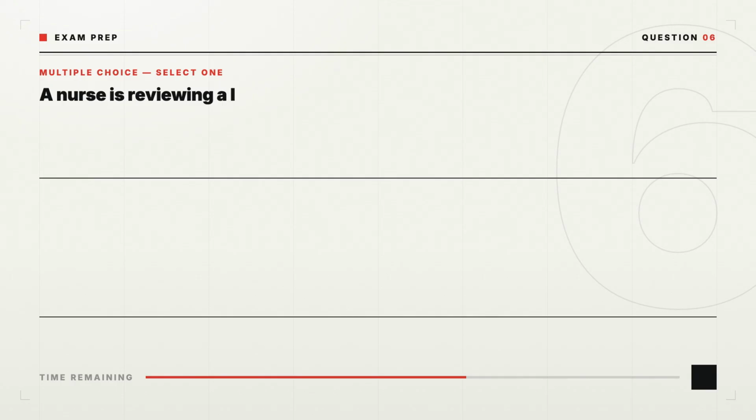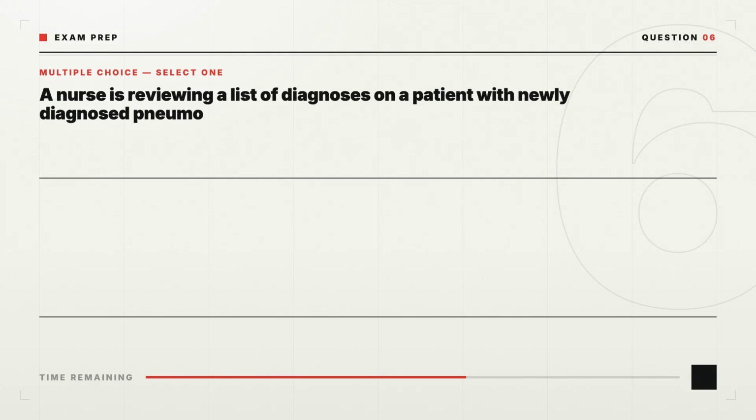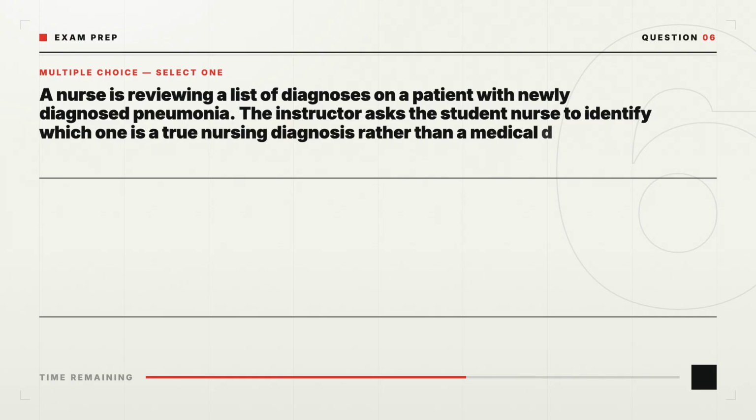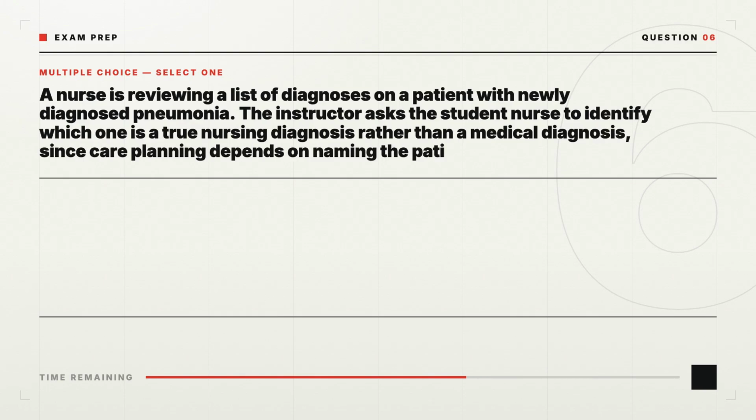Question 6. A nurse is reviewing a list of diagnoses on a patient with newly diagnosed pneumonia. The instructor asks the student nurse to identify which one is a true nursing diagnosis rather than a medical diagnosis, since care planning depends on naming the patient response correctly.